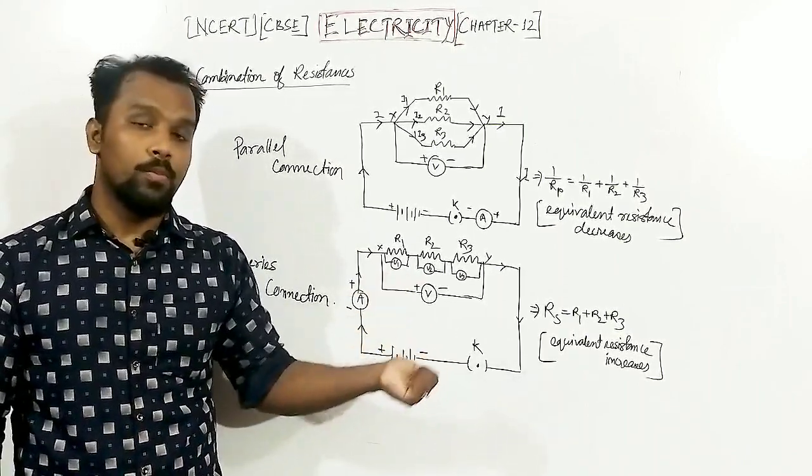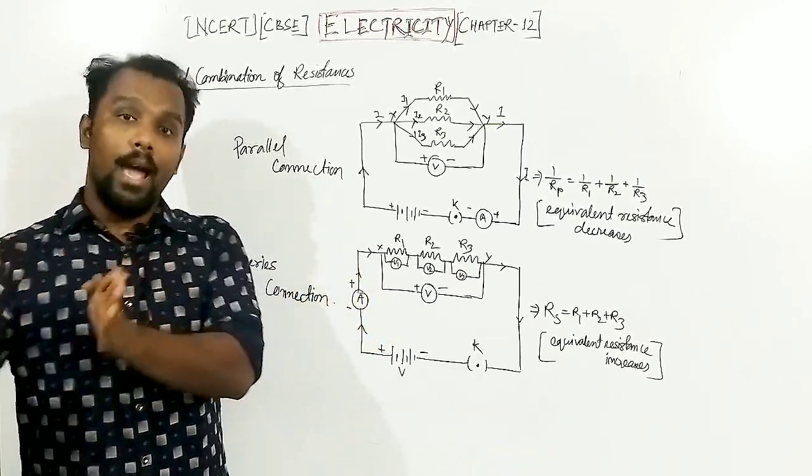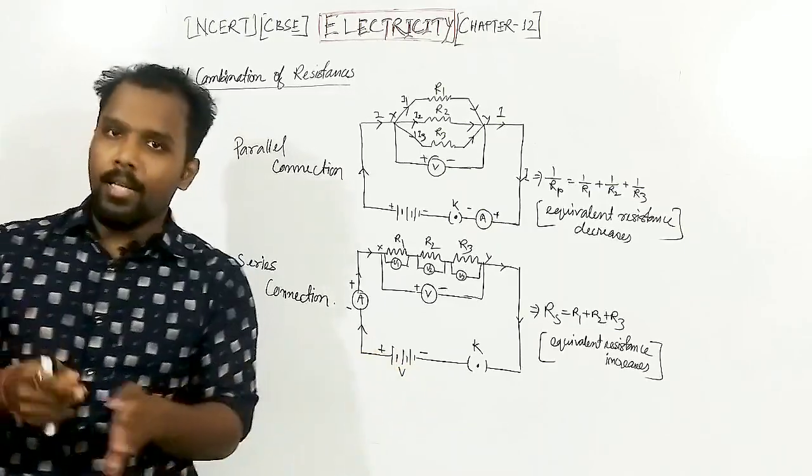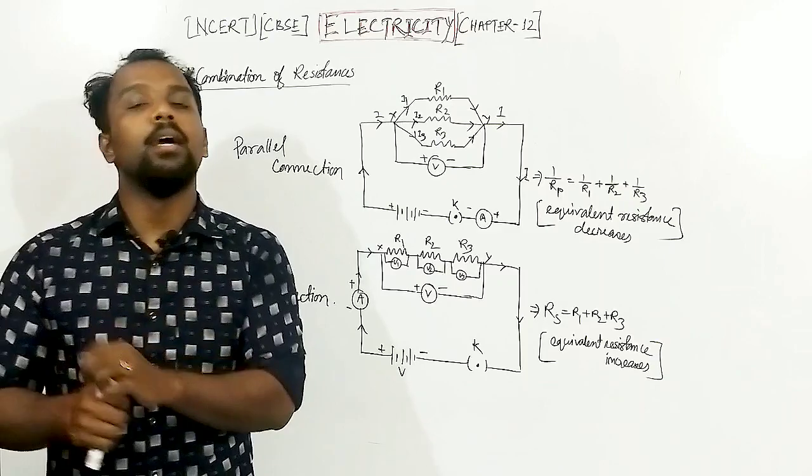If I connect a source which is going to give a higher amount of current, that higher amount of current will be suitable for what? The electric kettle, but it is not going to be suitable for the electrical bulb. So what is going to happen? That electrical bulb is going to get damaged.